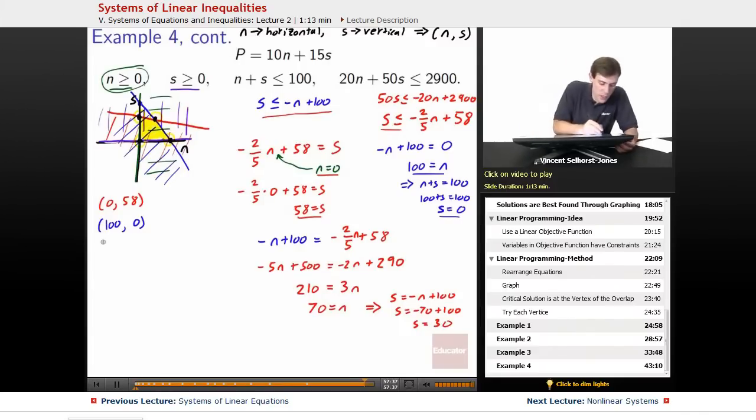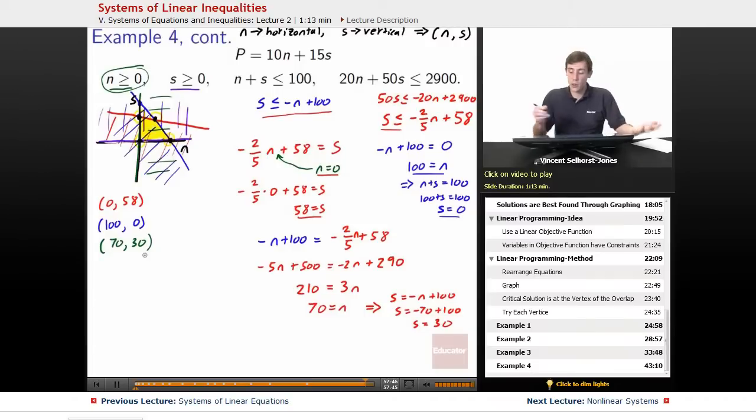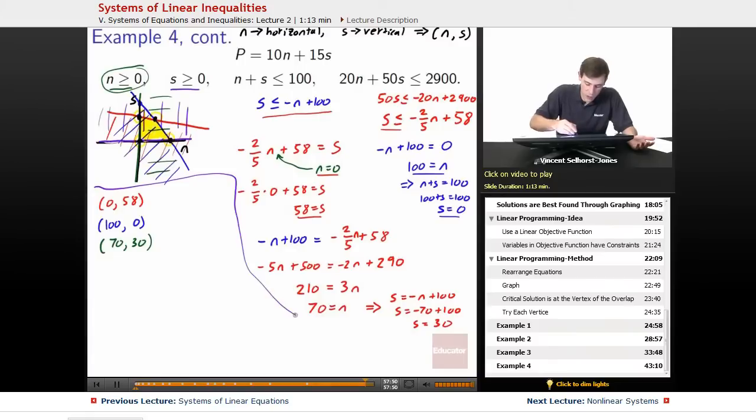So the three possibilities are (0, 58), (100, 0), and (70, 30). At this point, we just want to actually plug each one of them in and figure out which of these works best. So let's start with the point that we've arbitrarily made the red point.